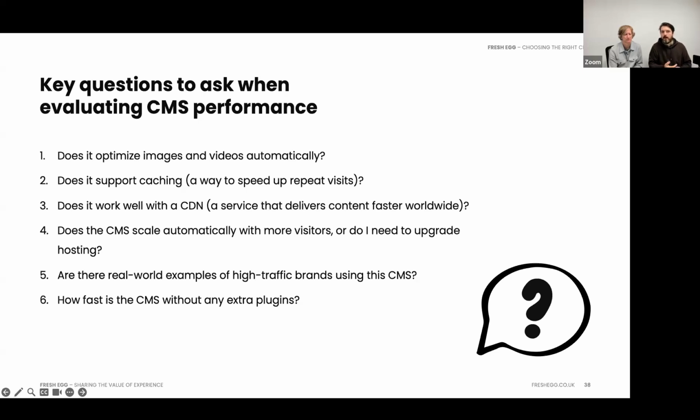I'd want to be looking as well at examples of brands using the CMS which you'll know are going to have high traffic. We work with Optimizely, and I was seeing they're powering the likes of H&M. So that's going to give us a really good idea that that's a CMS that can handle a lot of traffic. And just how fast is it out of the box? There's lots of optimizations and plugins that we can do, but just thinking about the core, without having to add all that extra weight to get the performance, is really key.